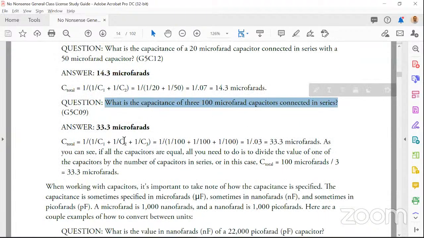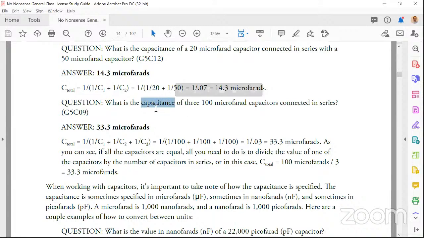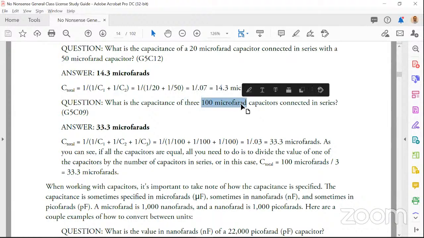Next question. What is the capacitance of 3 100 microfarad capacitors connected in series? Again, we did this last class, worked example in full. But let's dissect it. What are they asking us? Resistance, inductance? No, they're asking us about capacitance. How many capacitors are there in the question? 3 of them. And what's the value of each capacitor? Well, they're equal, and they are 100 microfarad each.